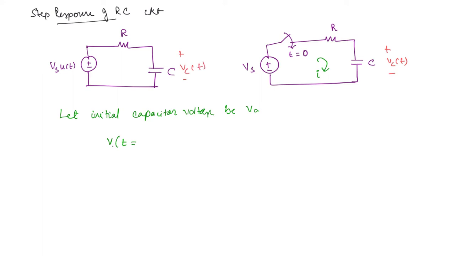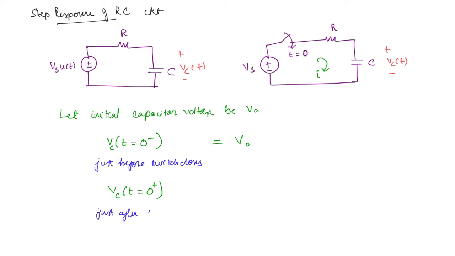Okay. So here Vc of t at t equal to 0 minus, that means just before the switch closes, the voltage is given by V naught, let us say. Okay. Now we know that abrupt change in the capacitor voltage is not possible. So after the switch is closed, that means at the instant t equal to 0 plus, just after the switch closes, this is also equal to V naught.